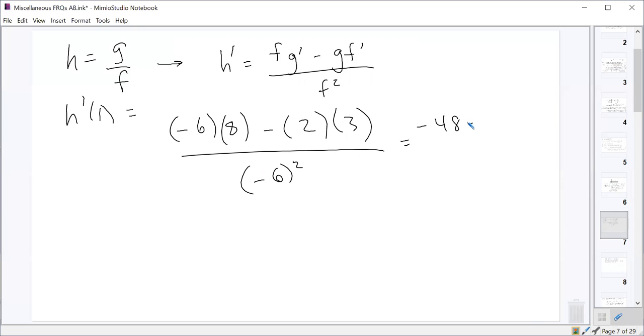So we've got negative 48 minus 6 over 36. So negative 54 over 36. Those both divide by 18, right? Yeah, I can do arithmetic. It should be negative 3/2. Good? That was worth 3 points: 2 points for your expression for h prime and 1 point for the answer. Any questions there on that one?